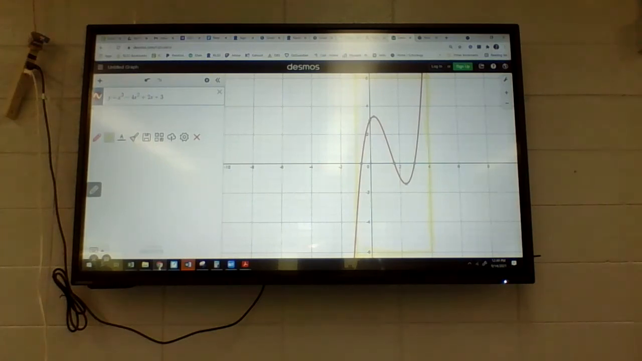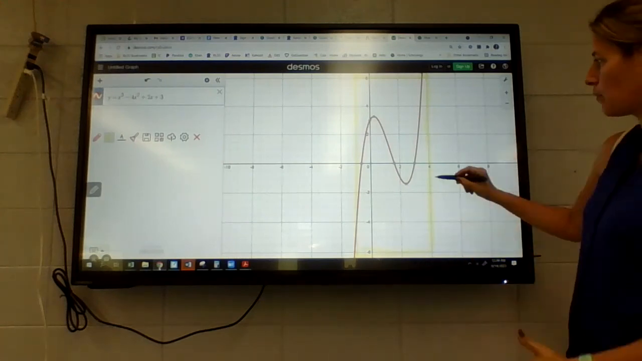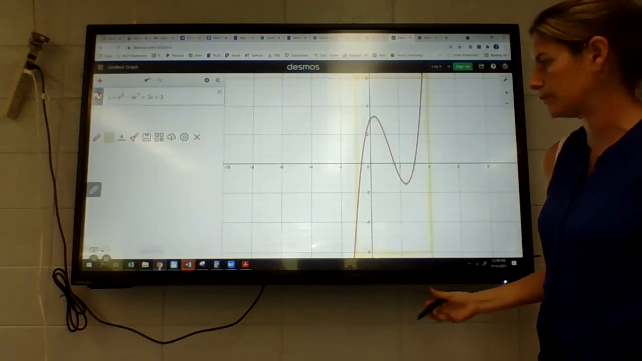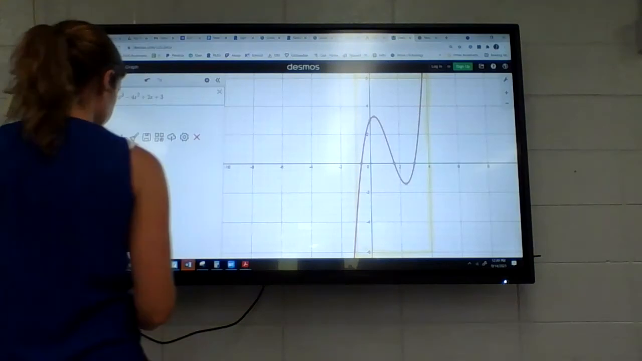I probably should have shrunk it in a little bit more in order to get a true maximum and minimum, or relative. I probably should have shrunk it in a little bit further.